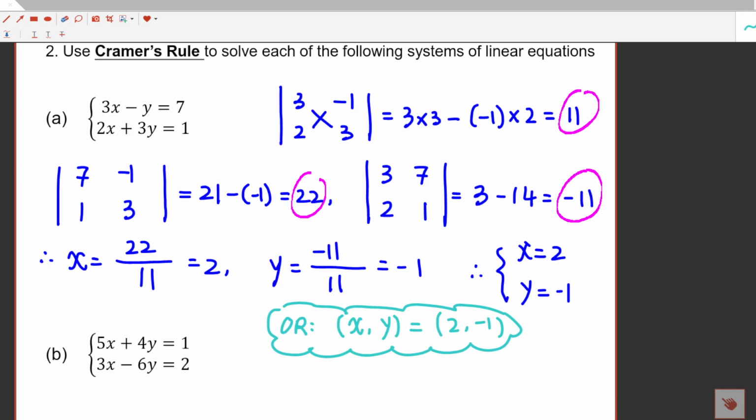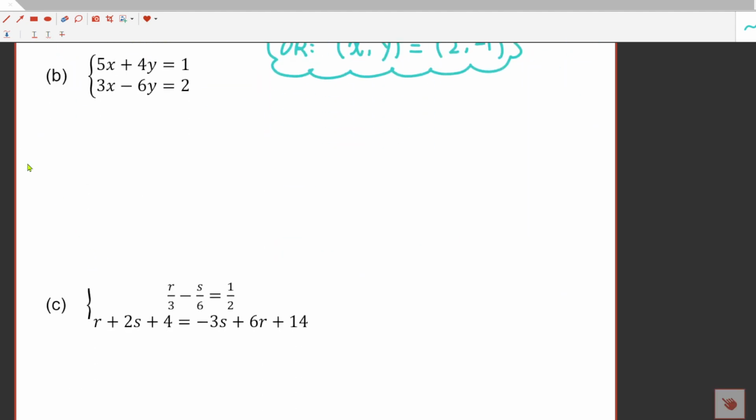Any questions? Well, if no questions, let's have a look at the second one. Remember to correct your solutions if you have not done them correctly, okay?